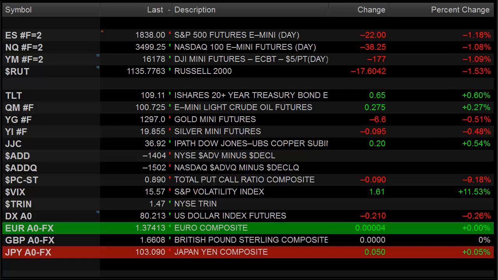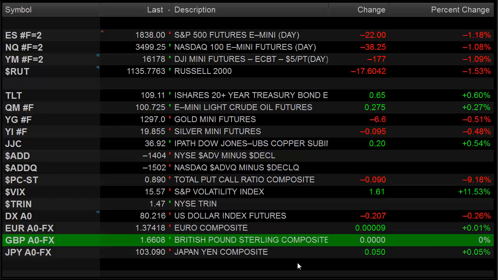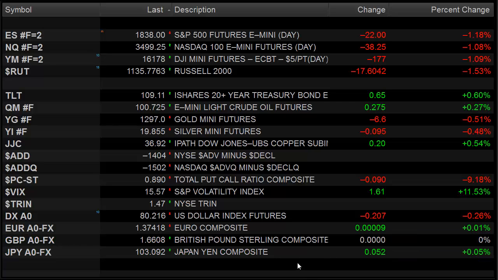Today we lost 22 handles on the ES, 38 handles on the Nasdaq futures, and the market internals were absolutely miserable, minus about 1,400 issues or more. Net advance declines on both sides. Trend being higher, and the VIX also racing higher a fair amount.